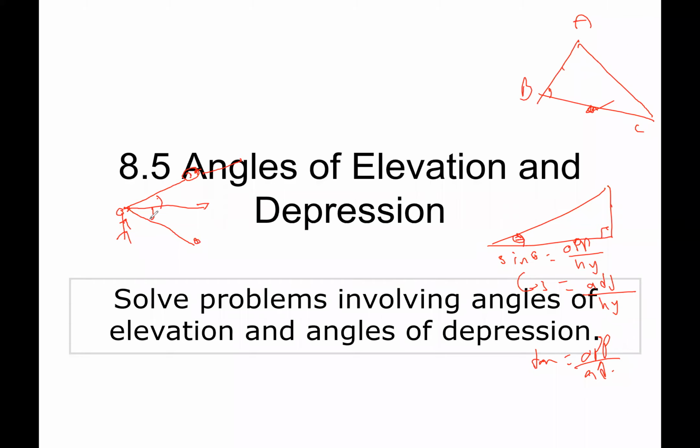depression. Okay, so if a person is here and looks at a point here, this angle will be the angle of elevation. And if the person is here and looks at the point down, this angle is the angle of depression. The measures are the same because these two angles are alternate angles, but I'm talking about the name of the angle and the type of the angle according to the position of the observer.